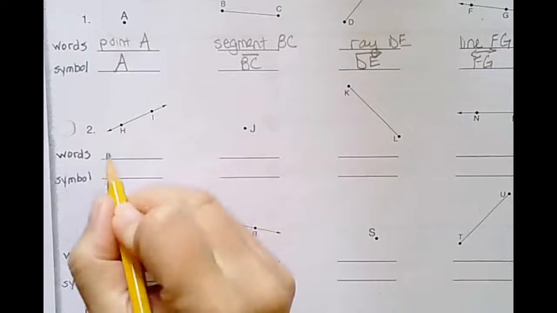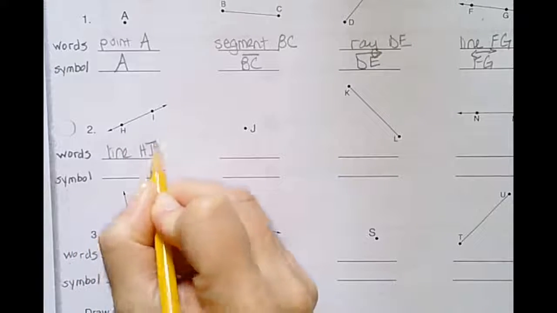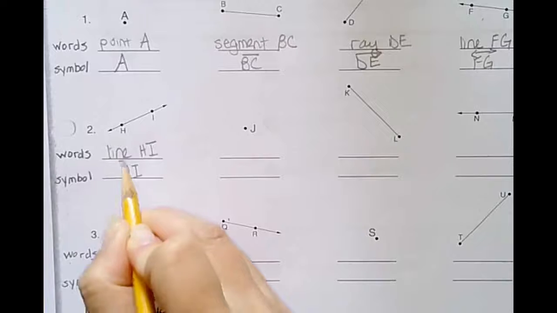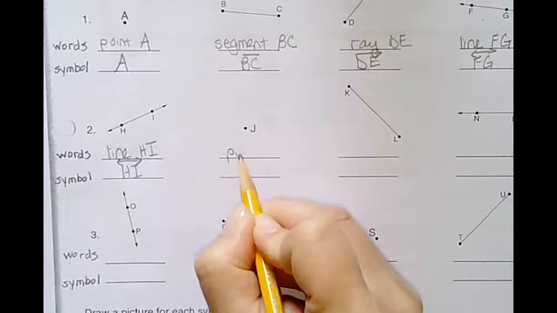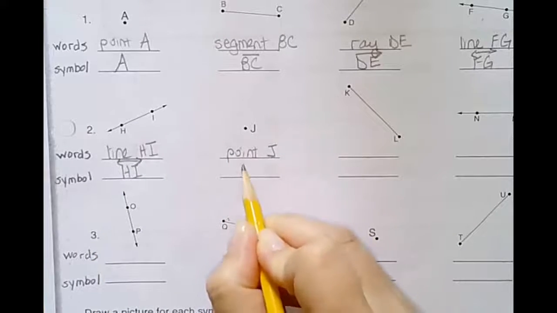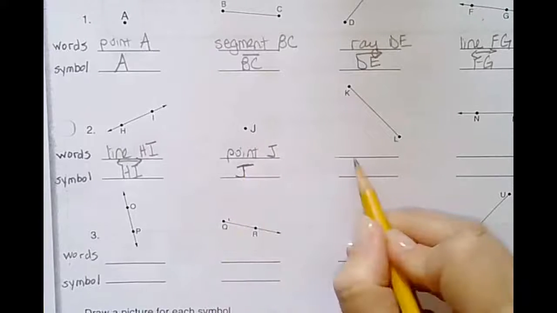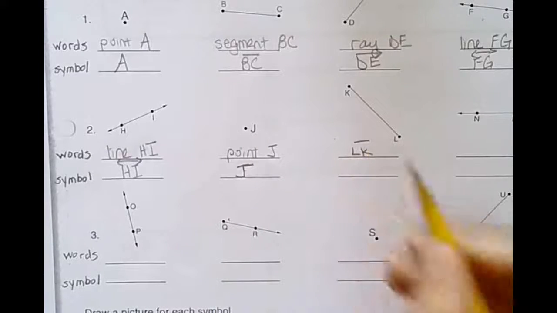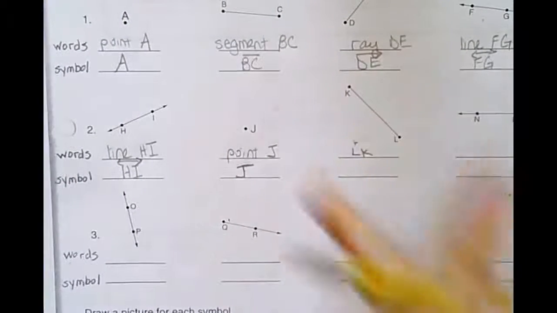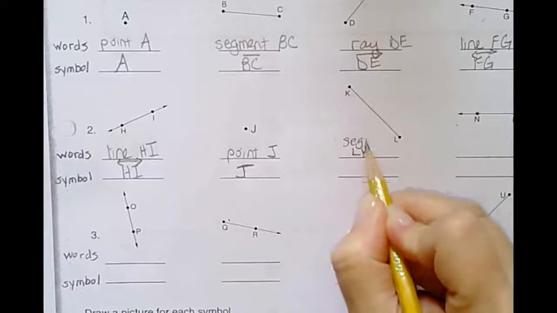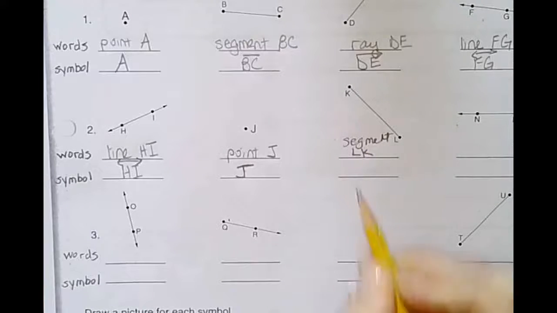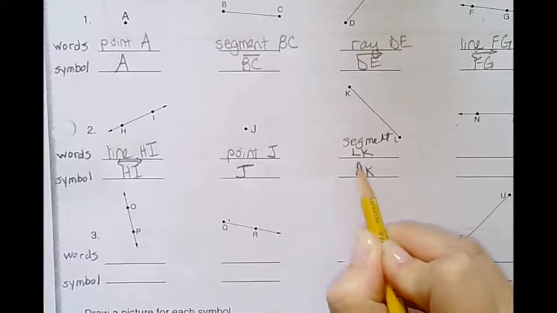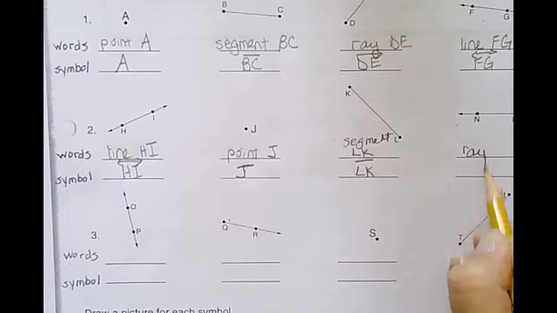When we move on down here, this is a line HI. Point J, we can just call J. LK or KL, whoops, yeah. And I reversed my directions, didn't I? Segment KL or LK. Ray starting at M, going in the direction of N, so that's ray MN.